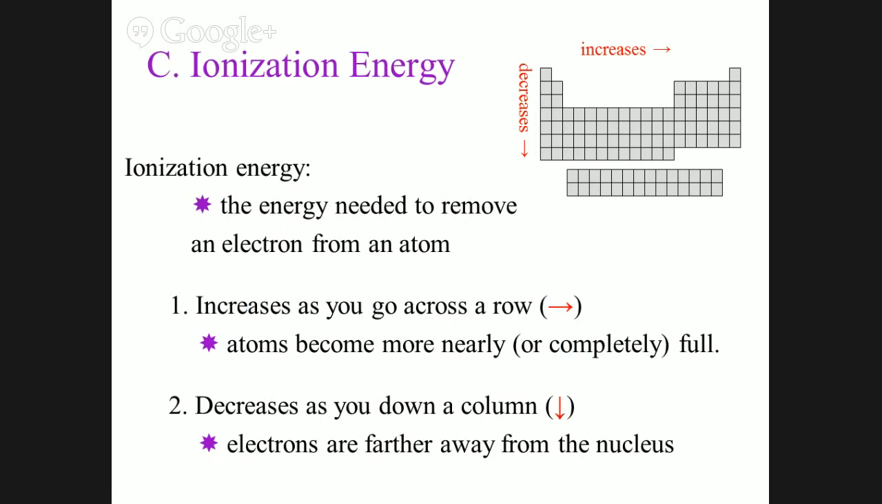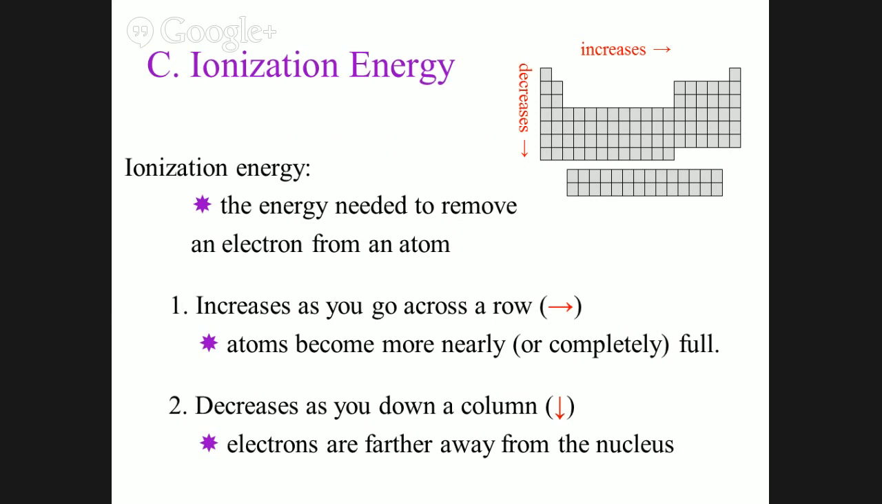Ionization energy is the energy needed to remove an electron from an atom. When an atom loses electrons, it doesn't happen just automatically. There is some energy required. And it turns out that the amount required varies as I go across. I need more energy to take away an electron as I go across. I do not need more energy. I need less energy to remove an electron as I go down one particular column.